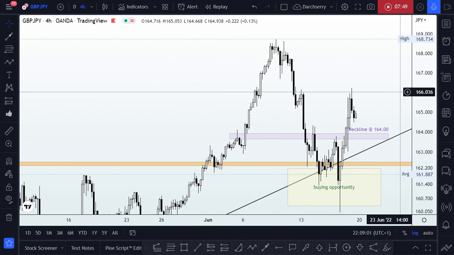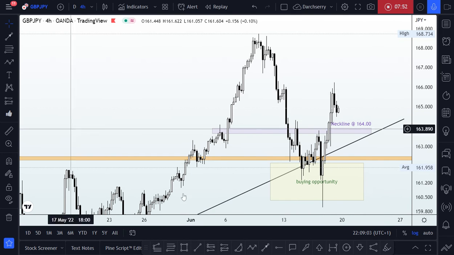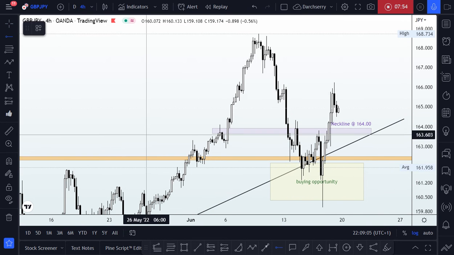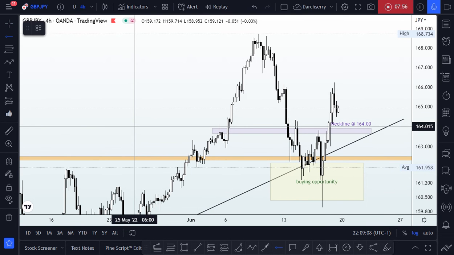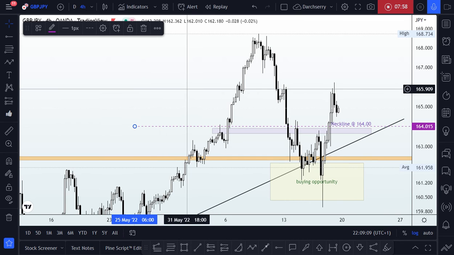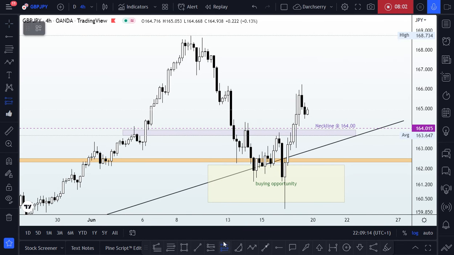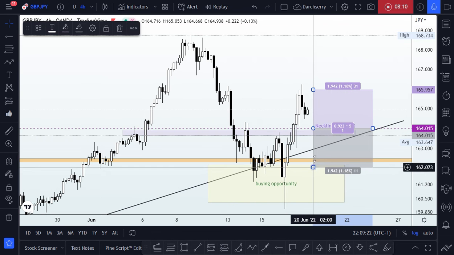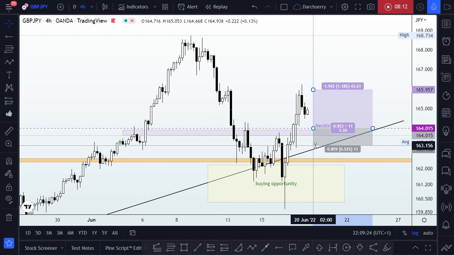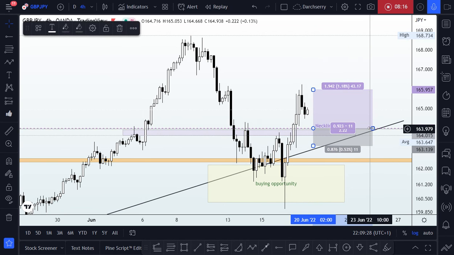However, to be on the safer side, I would advise that we do have our entry point right above this neckline. That is, if price comes further down, where we would be expecting to take advantage of a buying opportunity at around 164, right above 164 Japanese yen, with a stop loss sitting right below the previous low, and that's around 87 to 90 pips.